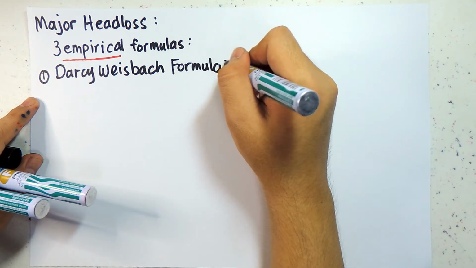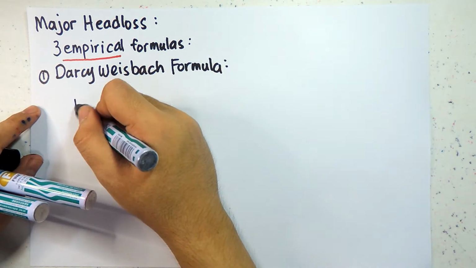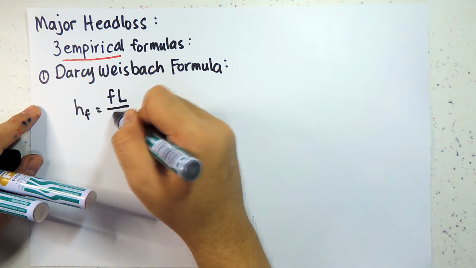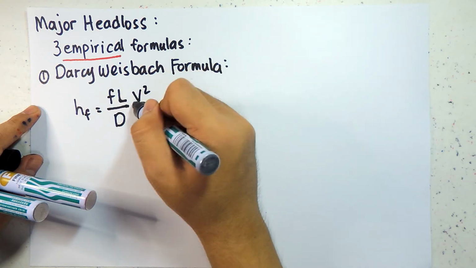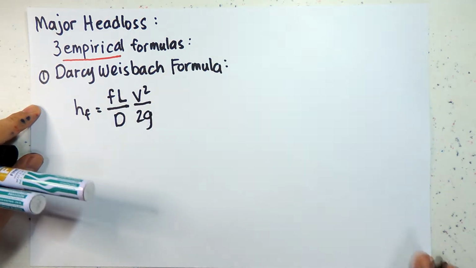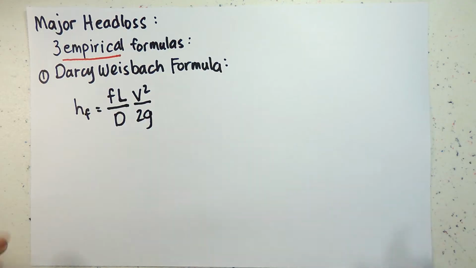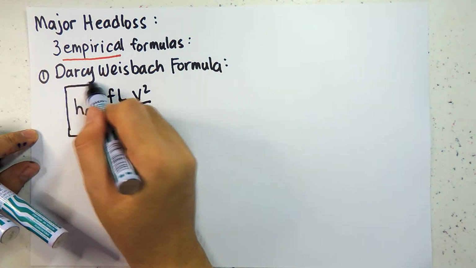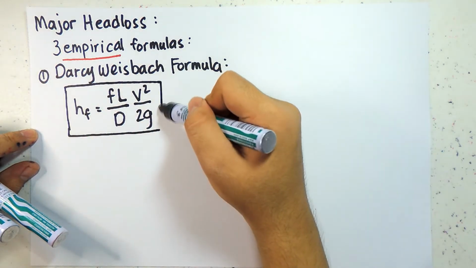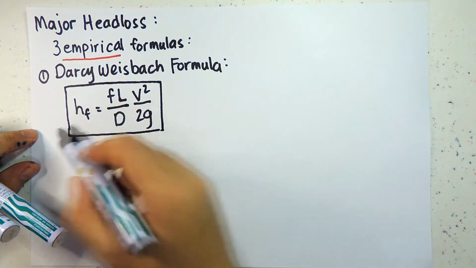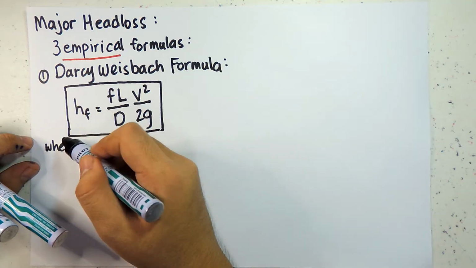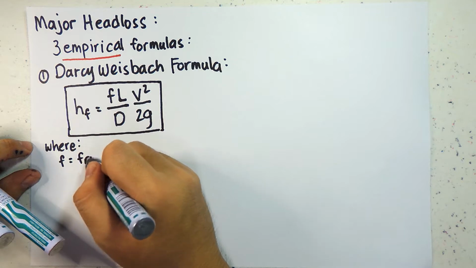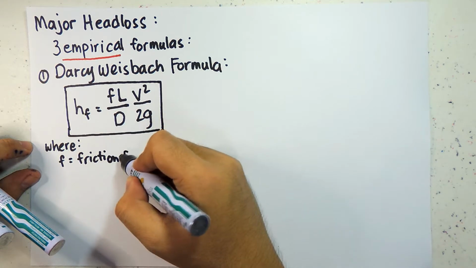So yung general equation for Darcy Weisbach formula is H sub F. So ito yung gagamitin nating denotation para sa major head loss. H sub F, that is head loss due to pipe friction, is equal to F L over D times velocity head or V square over 2G. Wherein F is the friction factor or sometimes called as the Darcy friction factor. So unitless yan. At hindi constant ang F.